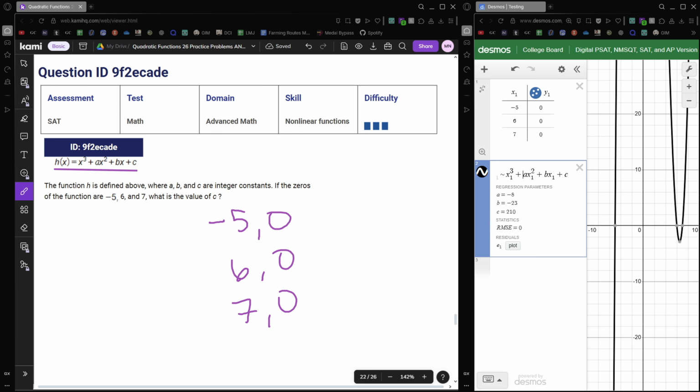Alright, so I went ahead and typed it in. There's 1s after every single x, and then we get that the value of c is equal to 210. So our answer is 210.